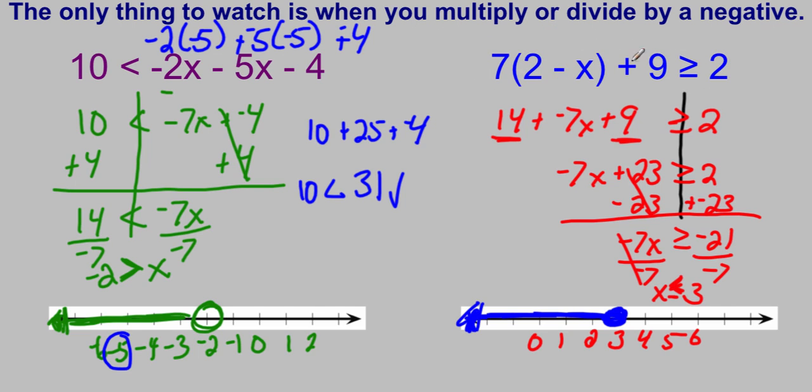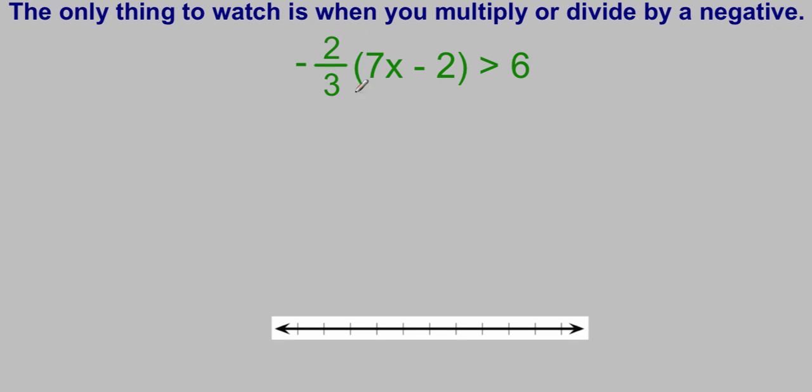So 7 times 2 minus 0, plus 9. 2 minus 0 is 2. Times 7 is 14. 14 plus 9 is 23. And 23 is greater than or equal to 2. Check done.